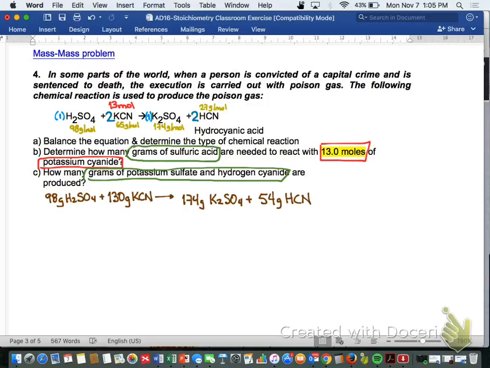Now I can start working with all the numbers. But first, I need to transform these 13 moles into grams. What was the molar mass for potassium cyanide? 65, yes? So I have 13 moles times 65 grams per mole. No, you multiply for 1 mole and then you divide by 65 grams. Excuse me? You first multiply by 1 mole. Why? Why should I multiply it by 1 mole?